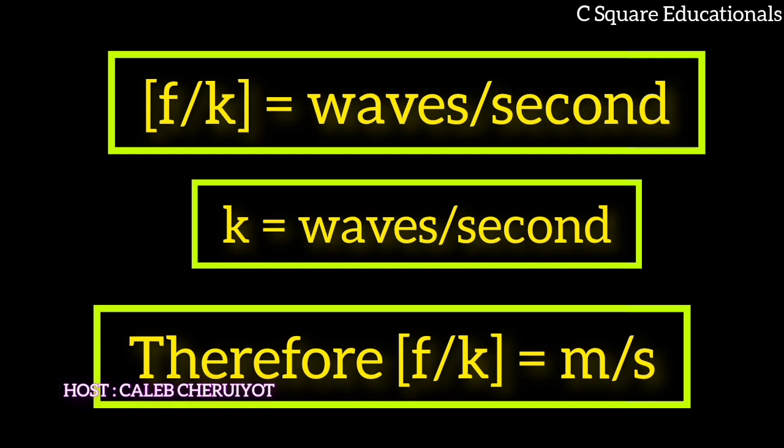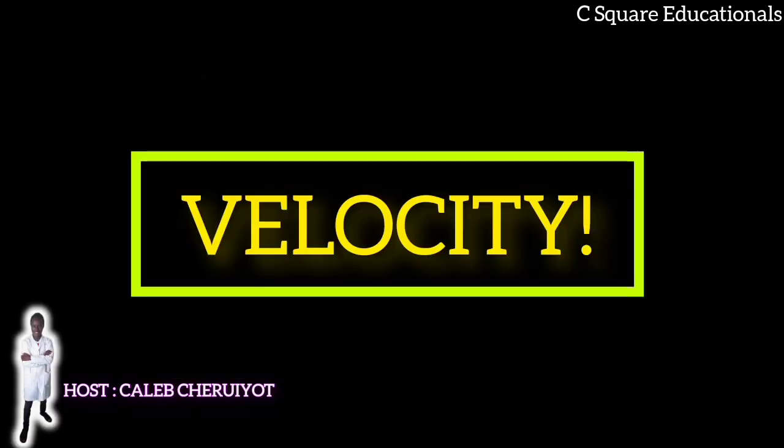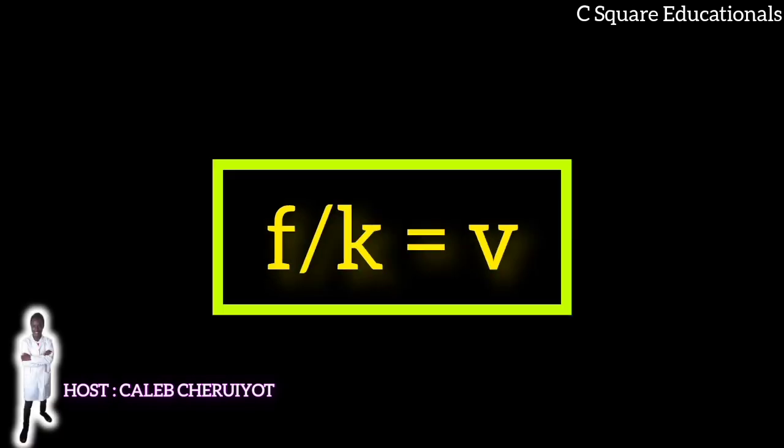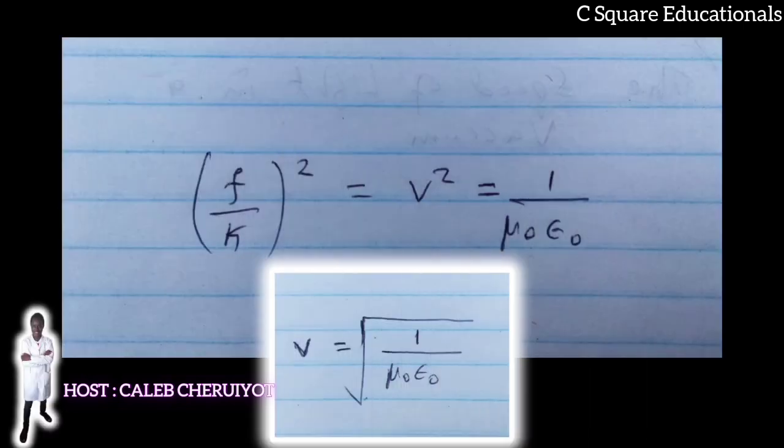This means that our f on k represents a velocity. Isn't it incredible? And so letting f on k be equivalent to v, then our equation will be satisfied when (f/k)² is equivalent to v², which is equivalent to 1/(μ₀ε₀). Then what is the exact value of v?